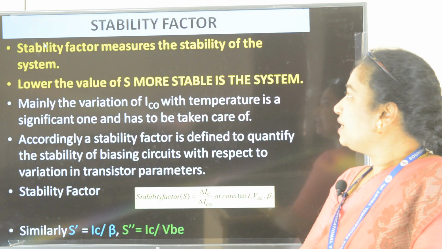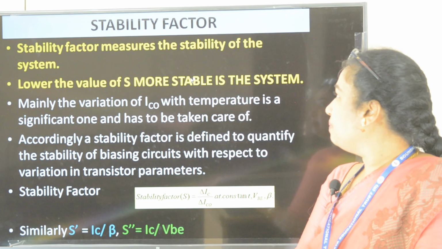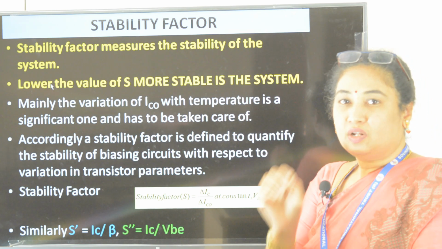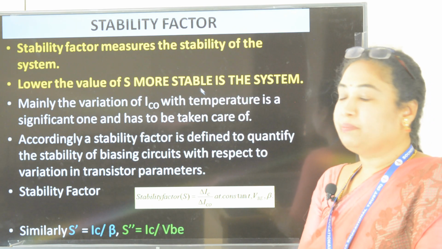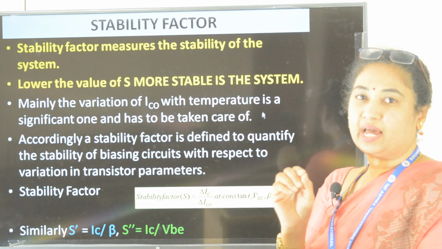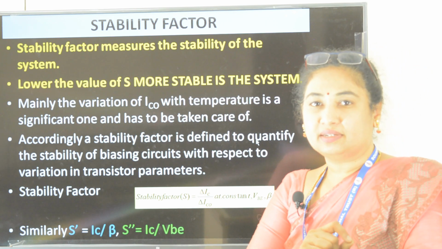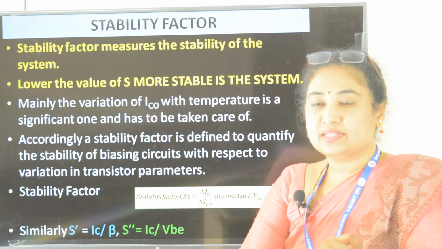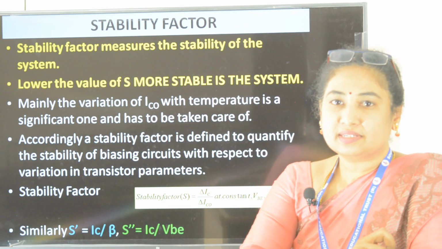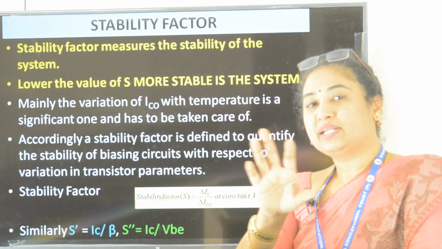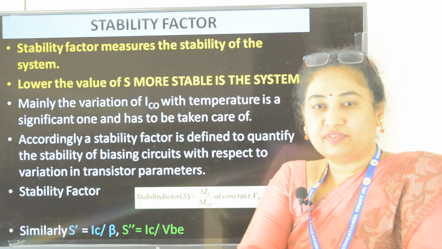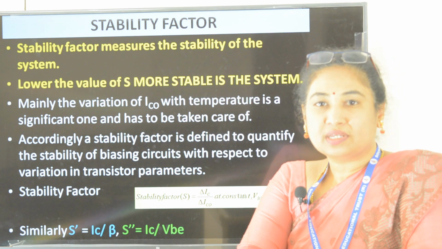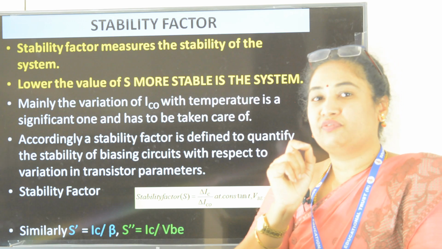So this stability factor measures the stability of the system. The lower the value of S, the stability factor, the more stable the system will be. So we should have a lesser value of stability factor. If I have two transistors, one with a stability factor of 8 and a second with a stability factor of 5, then it's better to choose the transistor which has a stability factor of 5.